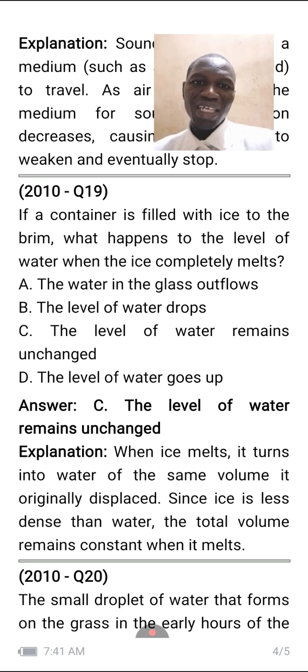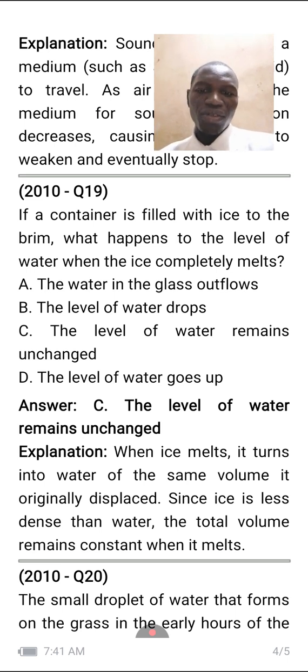Option A says the water in the glass overflows. That is, by the time the ice melts completely, the water would increase and overflow. The second option says the level of water drops, that the water reduces by the time all the ice melts. C says the level of water remains unchanged, and D says the level of water goes up. The correct answer is C, the level of water remains unchanged. Now, I've written an explanatory note there. When ice melts, it turns into water of the same volume it originally displaced. Yes. So since the ice is less dense than water, the total volume remains constant even when it melts.